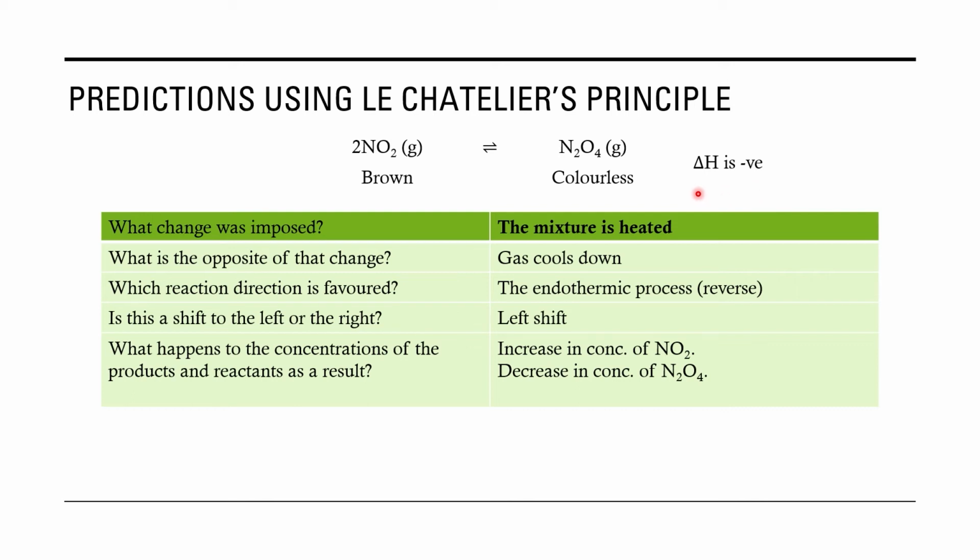That means that we've got a left shift, a shift towards the left side of the equation, meaning that we have an increase in the concentration of our reactants, our NO2, and a decrease in the concentration of our dinitrogen tetroxide, our product.